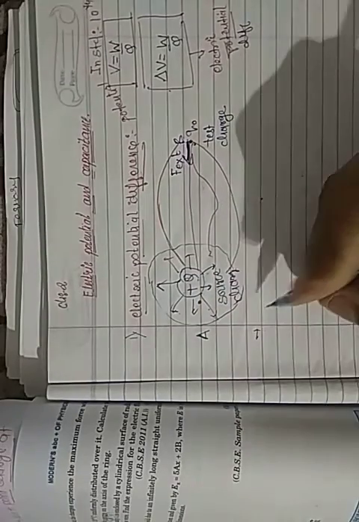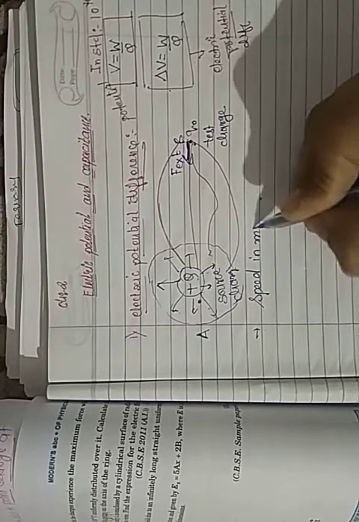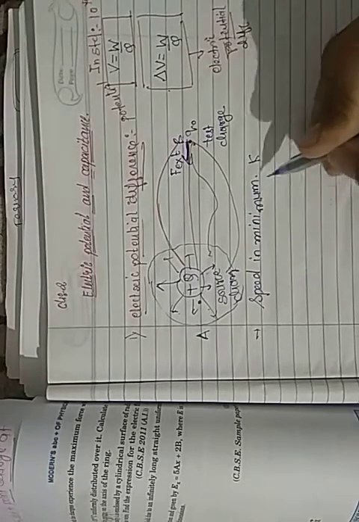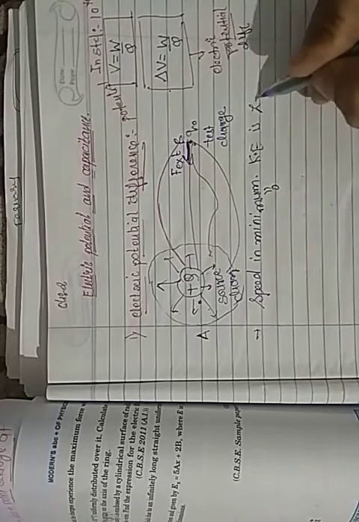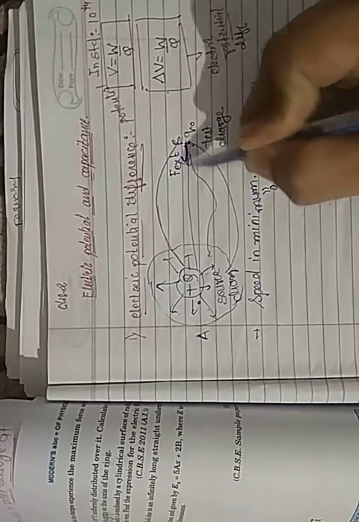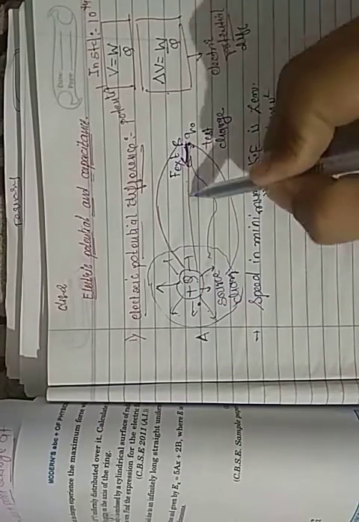The very first thing is the speed. The speed is minimum. So I can say if the speed is minimum or 0, the kinetic energy is 0. If the speed is 0, what is the formula of kinetic energy? Half mv square. So if velocity is 0, the kinetic energy is 0. Why am I choosing this? This charge is slowly moving toward point A.